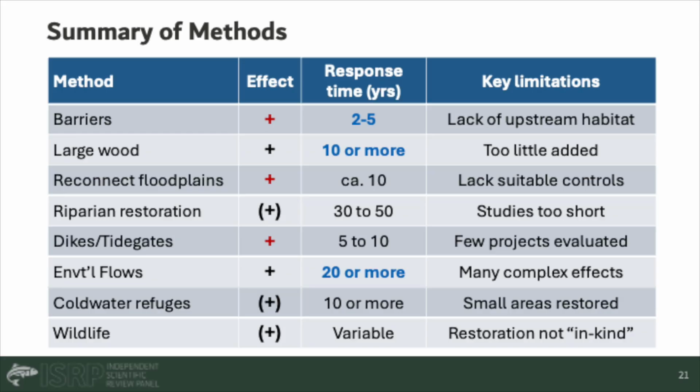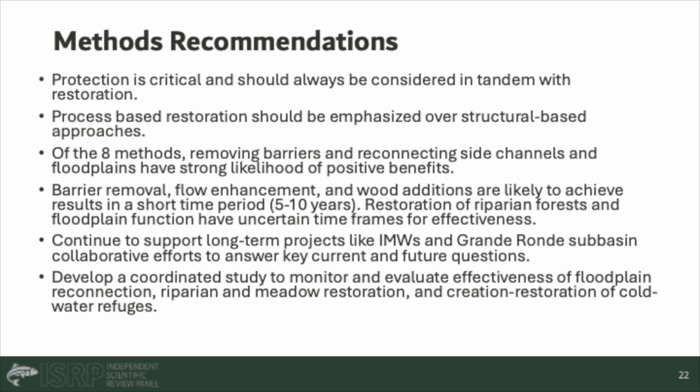Overall, we concluded that removing barriers and reconnecting side channels in floodplains, including estuaries, are most likely to have positive effects for anadromous salmonids. There's reasonable evidence across scales to assess effects of many restoration methods, actually all of these, but still substantial uncertainty about the time required for restoration, particularly for riparian zones, floodplains, and cold water refugia.